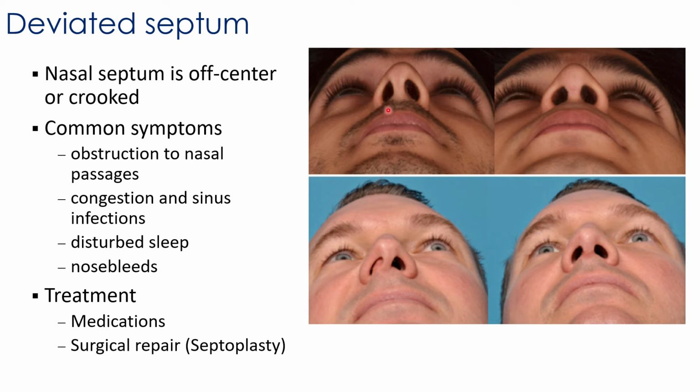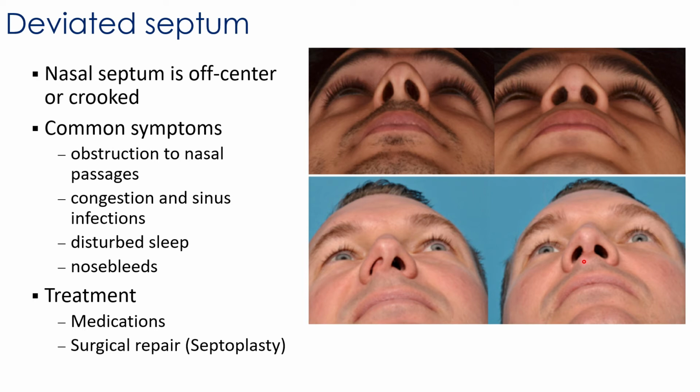This one on the top part is a slightly crooked, slightly off-center deviated septum. And then here you can see an example of one that is a little more extreme, and you can see how the two nasal openings are much different in size based on that septum. And then this is showing the surgical repair over here on the right.